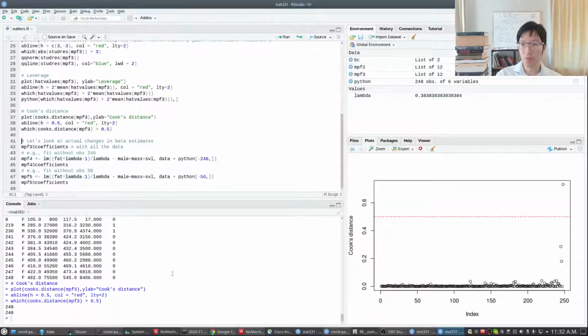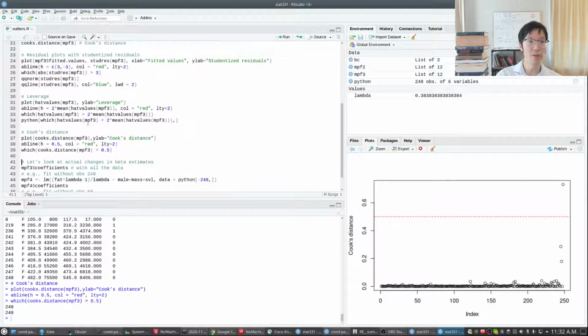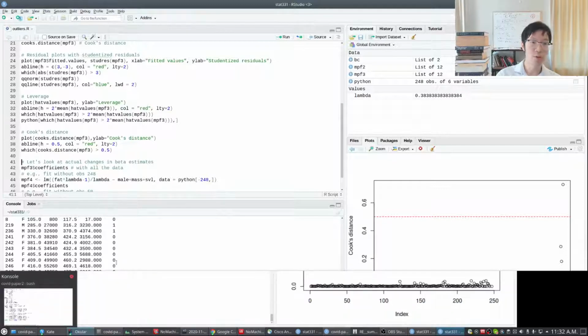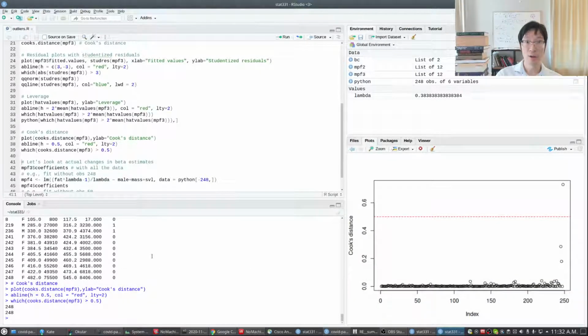Remember that, as we mentioned, Cook's distance combines studentized residuals and leverage. So both of them play an important role in determining which are the most influential points. The most influential points tend to be outliers in the explanatory variables, one or more of them, and also in terms of the response. It turns out the most influential point, according to that criterion, is the last observation, so 248.